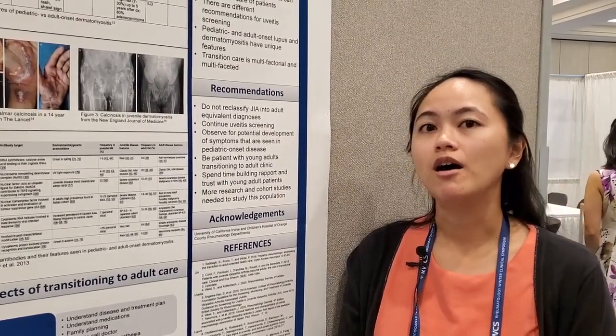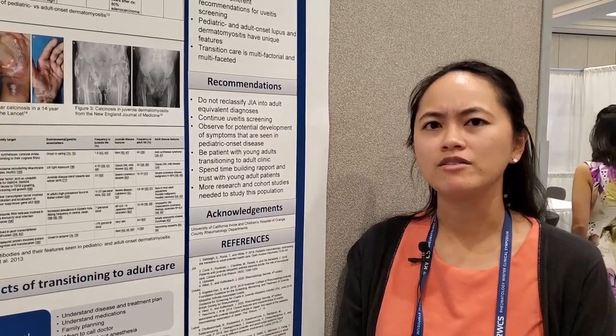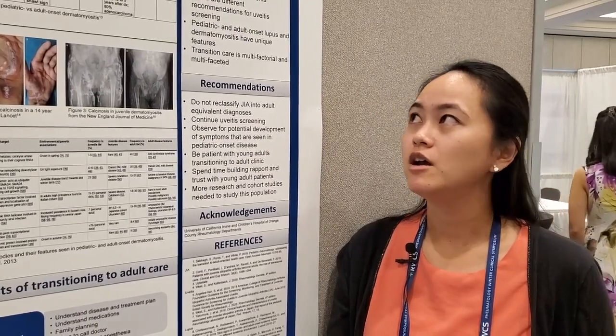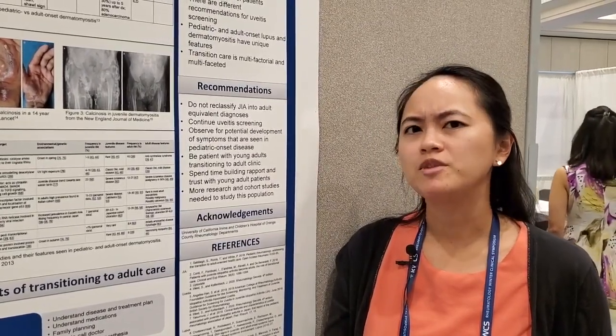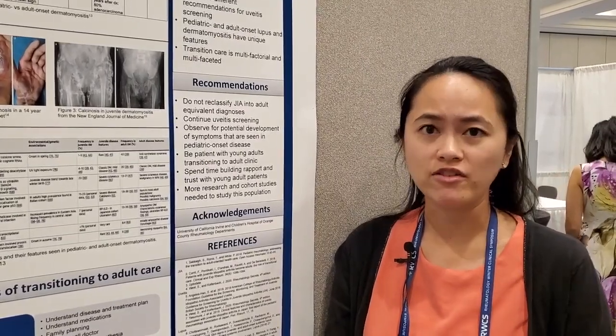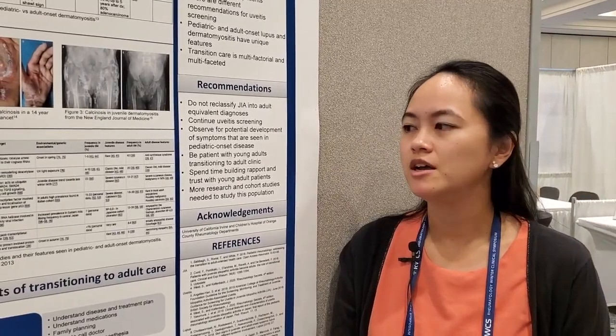In pediatric versus adult onset dermatomyositis, I think some of the highlights are that in the pediatric onset population, there's not as much ILD, but rather more abnormal PFTs and also calcinosis that may occur even 20 years after their diagnosis. So something that an adult rheumatologist should keep in mind.